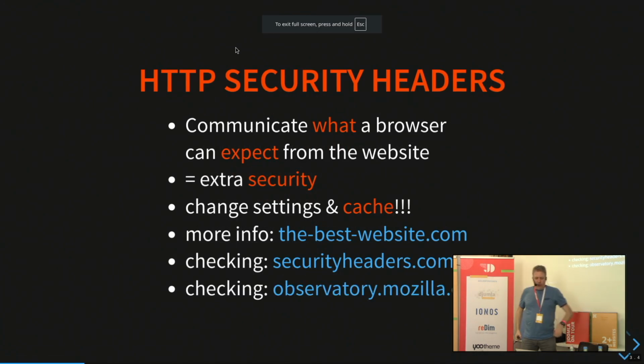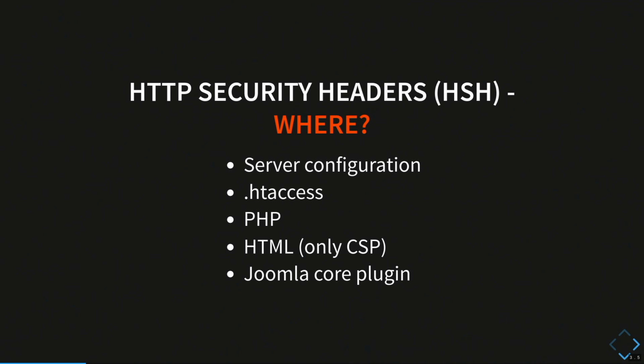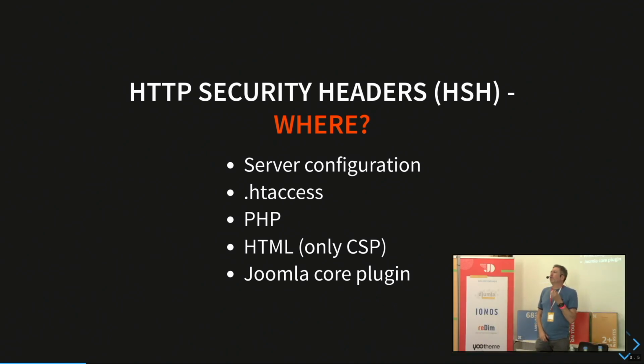There's also a website called observatory.mozilla.org, and there you can do something similar. So there are multiple places where you can switch on security headers, where you communicate them. If you have a VPS, so you have multiple sites on a server, the best way is to do it in the VPS itself. You can also use htaccess if you have an Apache web server. Then you do it per website locally. You can do it in PHP. You can even do it in HTML, but there you can only configure the content security policy. Or use the Joomla core plugin, which is called HTTP Headers.